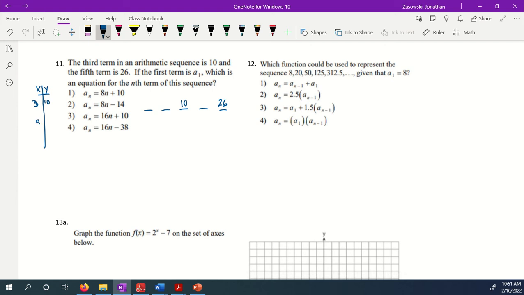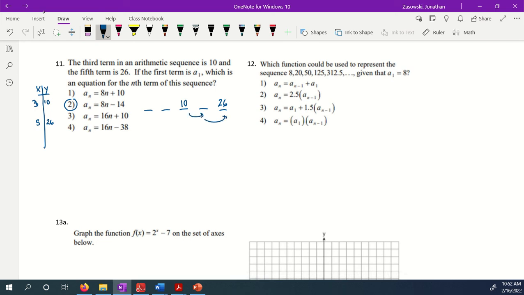And then if we checked 5 is 26, now we can kind of get an idea of which one's going to work. So 5 times 8 is 40, minus 14 is 26. 16 times 5 is 80, minus 38 is 42. So that's too big. So we would know the answer is 2 just by substituting in 3 and 5 and see which one works.